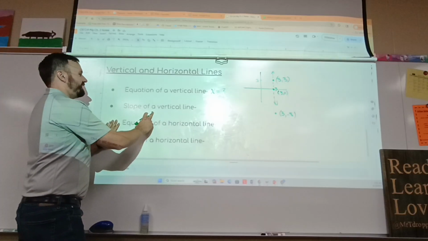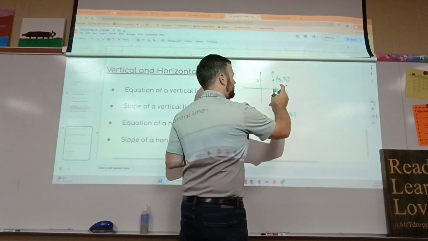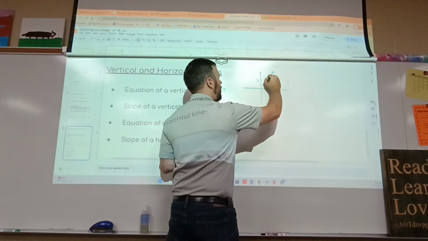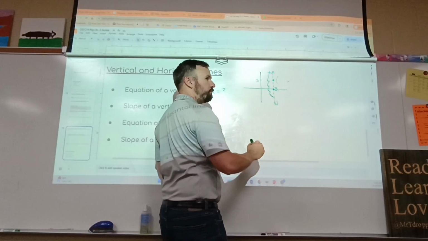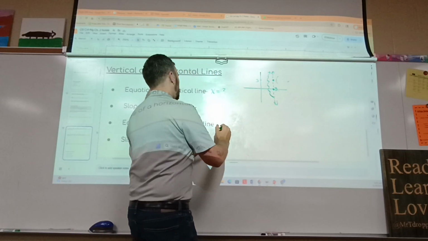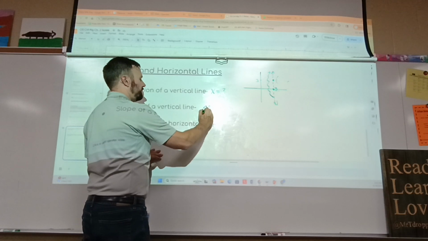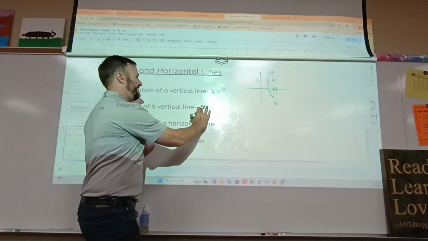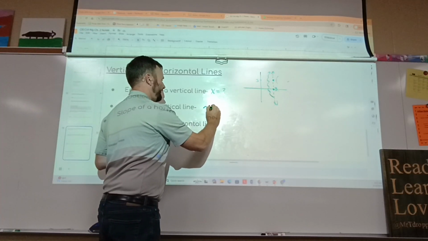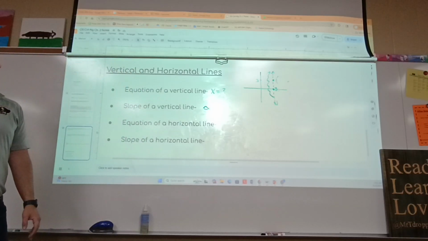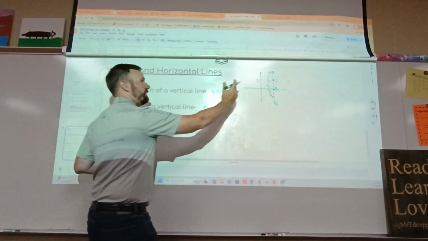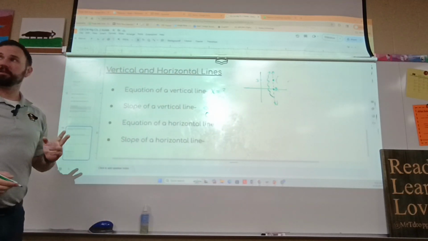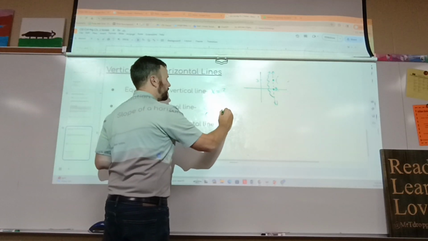All right. So now what's the slope of this? Let's talk about why. How far do I go up before I go over? I go up infinite. How far am I going left or right? 0. Can I divide by 0? Absolutely not. So that's why that one's undefined.